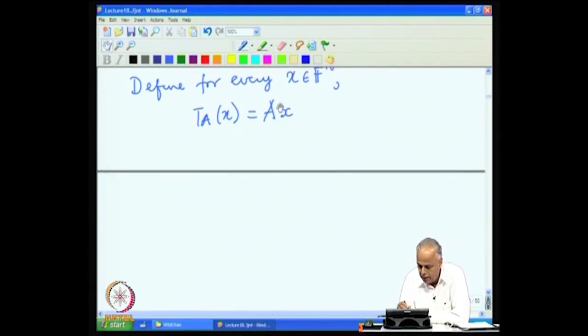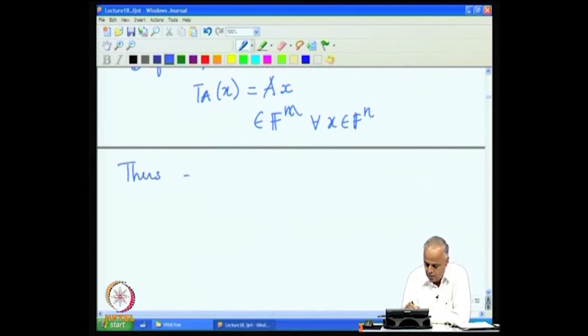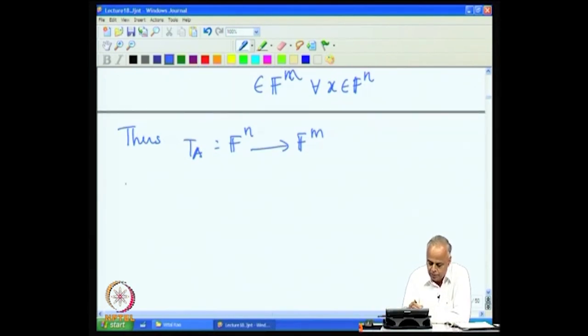Now, we know that A is an m by n matrix, x is an n by 1 matrix. So, the product will be an m by 1 matrix. So, it will belong to Fm. So, this belongs to Fm for every x in Fn. Therefore, this is a transformation which converts the Fn vector x to the Fm vector Ax. Thus, T_A maps Fn to Fm. Since we have a transformation between these two vector spaces, it is natural to ask whether it is a linear transformation. So, is T_A a linear transformation from Fn to Fm?